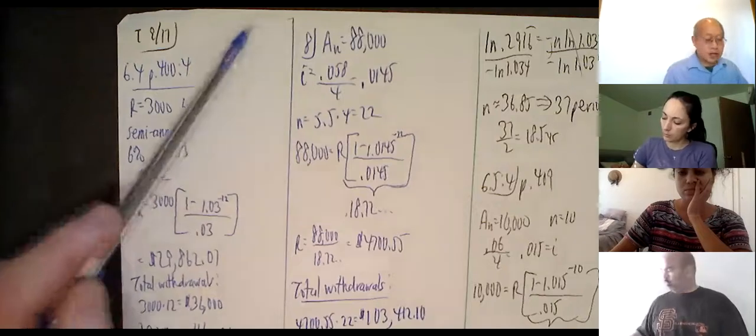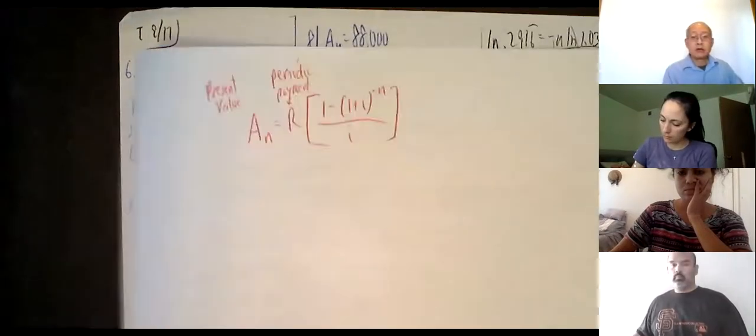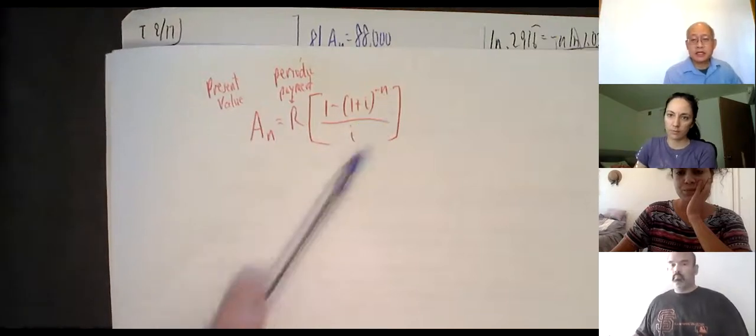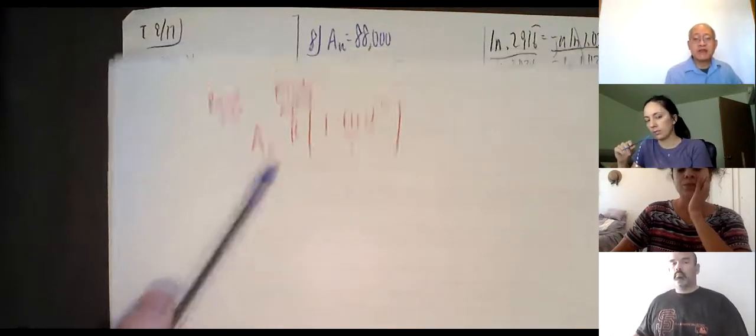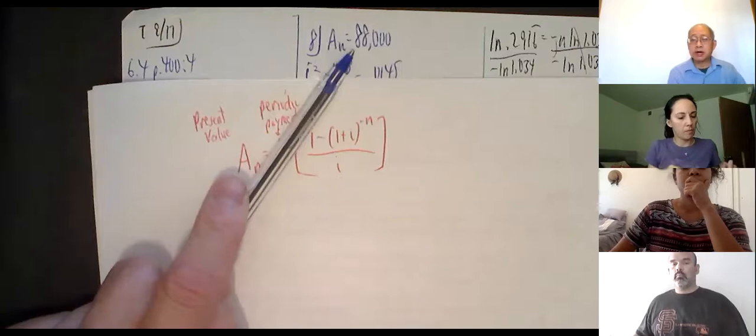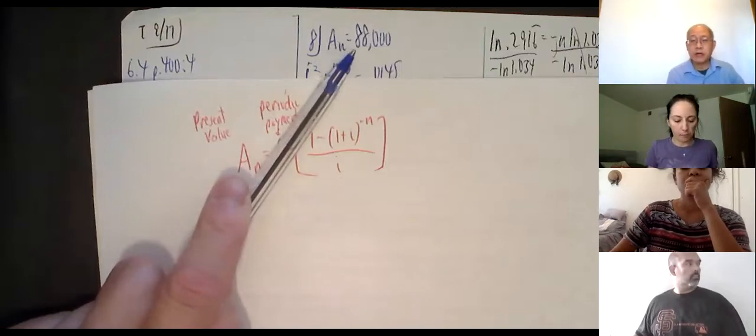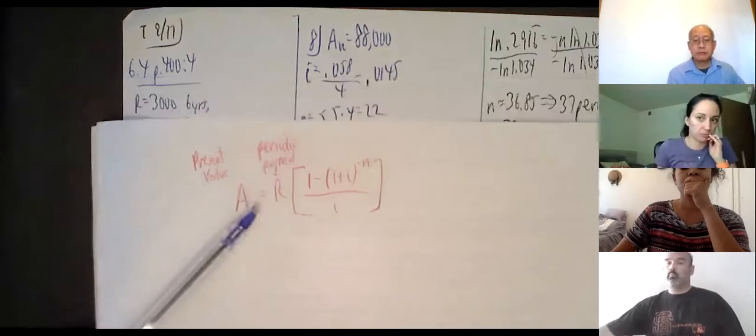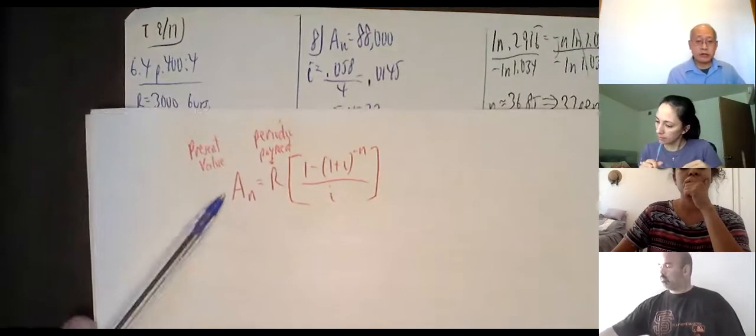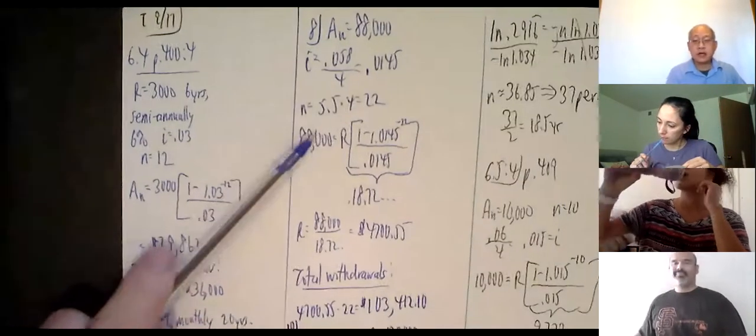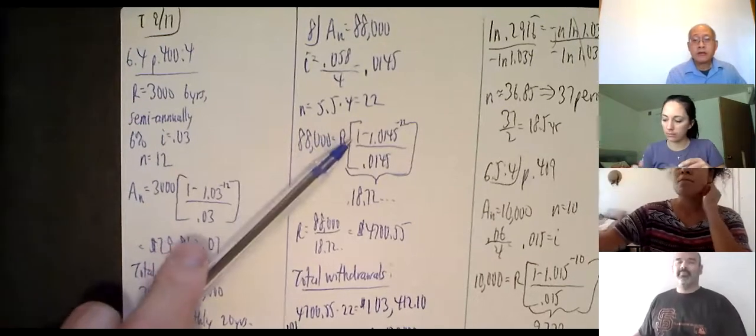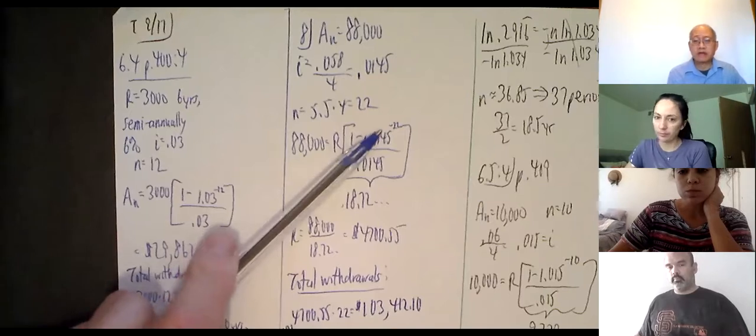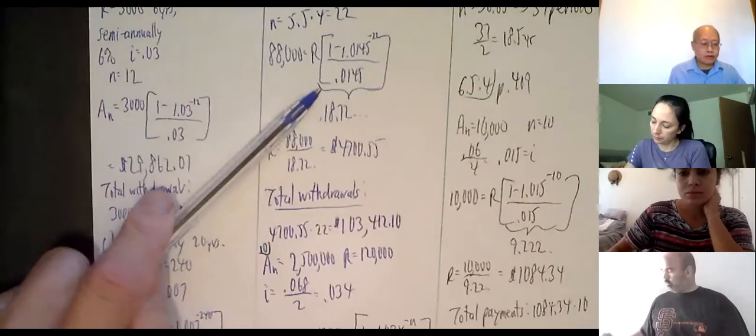Okay, the difference is in the formula. In the first two problems, they give me this, this, and this, and I figure out A sub n. This time they give me A sub n. I have $88,000 presently. That's why it's called present value. And you have to say to yourself, how much can I take out every period? So 88,000 goes here. 88,000 equals R times 1 minus 1 plus I, 1.0145 raised to the negative 22, all over I.